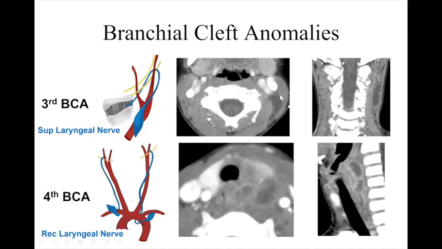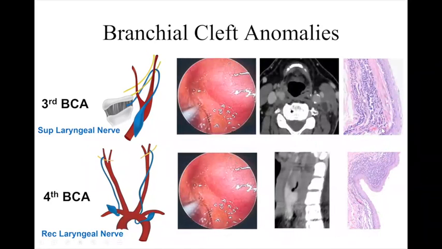Now, the challenge is this. These fistulas are more common than we think they are. So oftentimes we see something like this in a child and we call it a lymphatic malformation. Well, I've had several cases where this has been resected and it's turned out to be a third branchial cleft anomaly. Similarly, these little fistulas that extend from the piriform sinus into the thyroid gland, these are the fourth branchial cleft anomalies. And it's important that we, the radiologists, understand the difference.